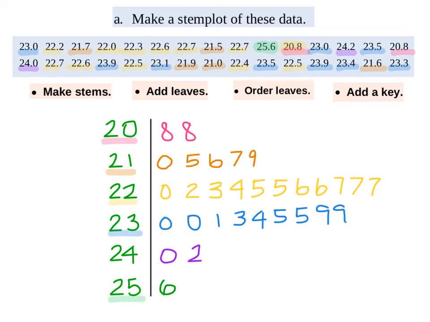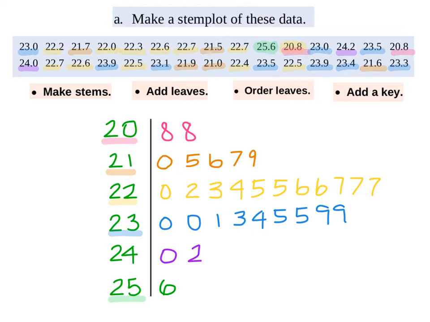So what I've done for those is I've found all the values, for example, that had a 21 in the beginning, and I ordered the rest of the decimals from smallest to largest. So there was a 21.0, a 21.5, a 21.6, a 21.7, and a 21.9. And I did that for 22, 23, 24, and 25.